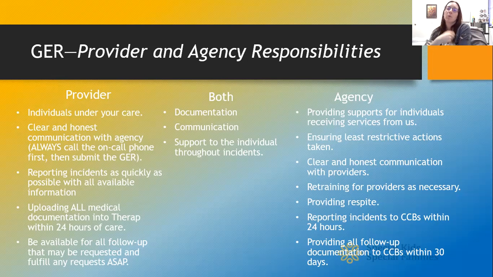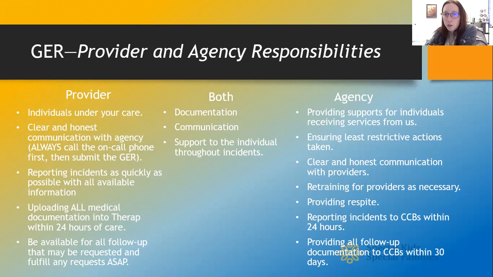So our agency and program responsibilities include providing supports for individuals receiving services from us, ensuring that least restrictive actions were taken during the event, clear and honest communication with providers. Of course, there are circumstances where information sharing is not going to be able to happen. That's going to be with APS reports, things like that. So, and having your understanding on that.